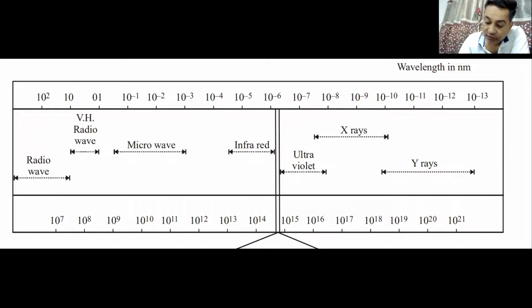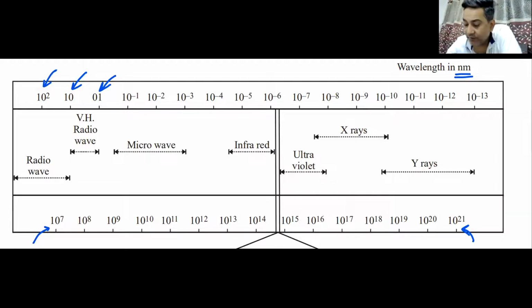On the top, what you see are the wavelengths. And on the bottom, what you see are the frequencies. This is wavelength in nanometers. On the other side, this is the frequency of the wave. As you can see, the largest wavelength is for radio waves, which have the lowest frequency. So, the largest wavelength is radio wave.